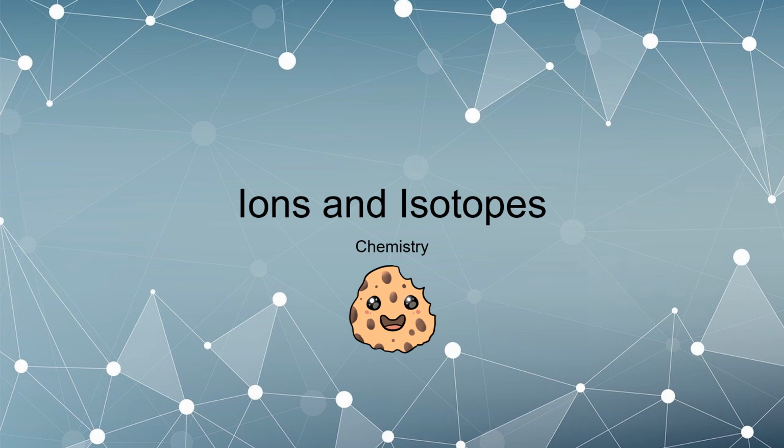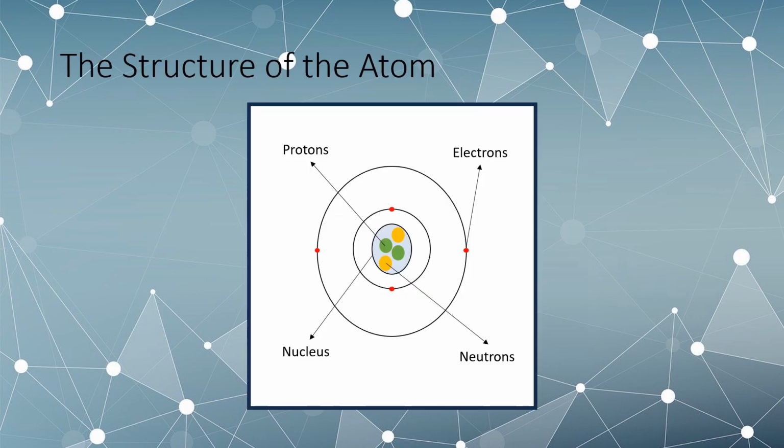Today we'll be looking at ions and isotopes. Both the topics we're exploring today, ions and isotopes, are heavily related to the atom. So, in case you haven't watched our Structure of the Atom video, we're just going to cover it quickly now, just the basics to make sure you fully understand what we're talking about before we go into the next steps.